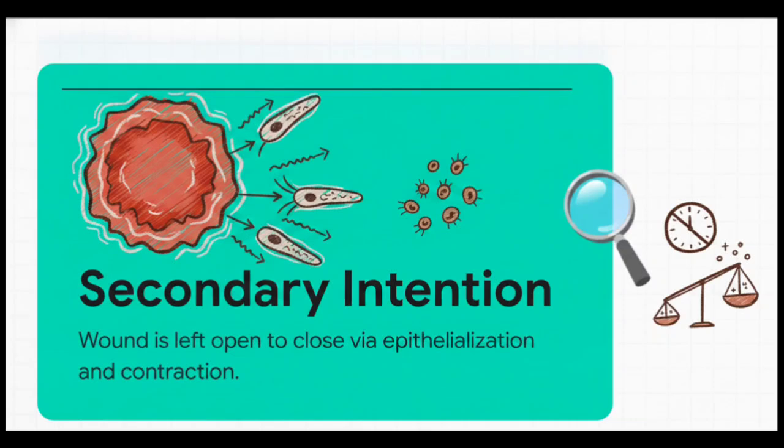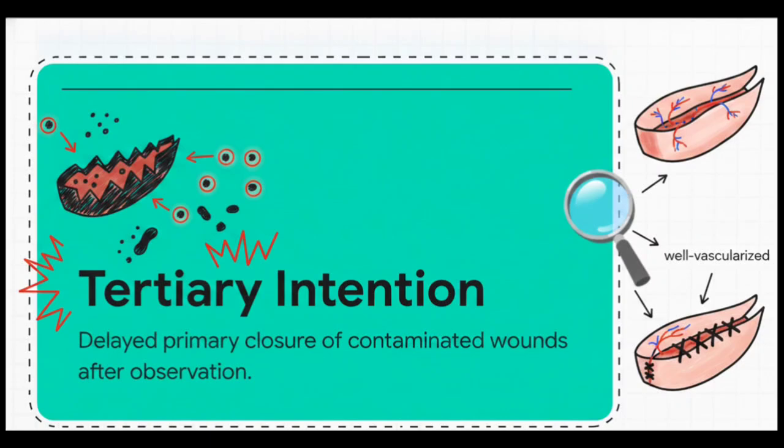By highly contaminated, we mean bacterial counts exceeding 10 to the 5th organisms per gram of tissue. In these cases, you are relying completely on those smooth muscle cell-like myofibroblasts to slowly decrease the circumference of the wound over time. Finally, tertiary intention. This is your delayed primary closure. We reserve this for wounds that are just way too heavily contaminated for immediate primary closure.